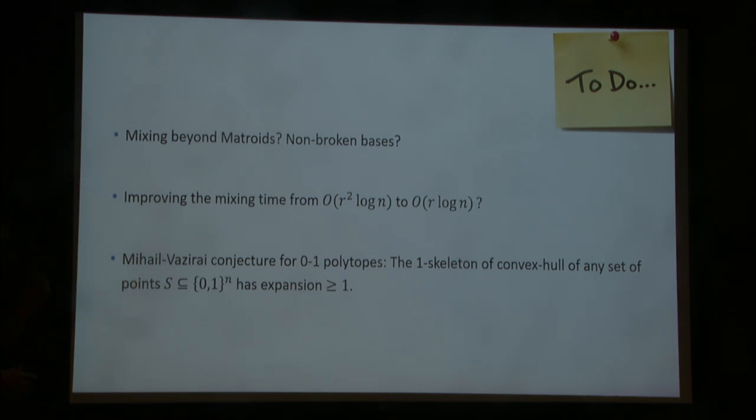And the other thing is this conjecture of Mihail and Vazirani, which is actually for any 0-1 polytope. If you have any set of 0-1 points and look at the convex hull, the graph on the convex hull has expansion at least 1. We prove it for the matroid case. It's still open for the rest of them.